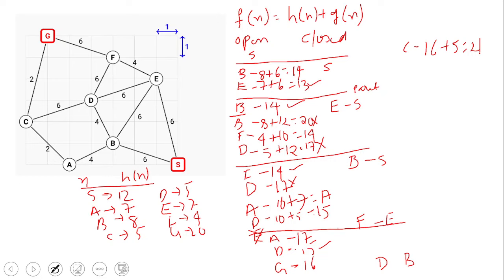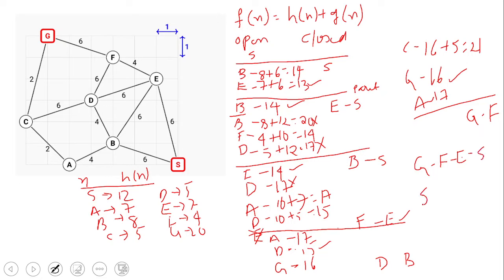That's all. Okay, the next we have G and A. G is with 16, A with 17. So the minimum is G. So move G to the closed list. G's parent is F. Okay, so if you see the path, we will write it in reverse: G to F, F to E and E to S. So the path is S to E, E to F, F to G. Okay, so this is the path by using the A star algorithm.